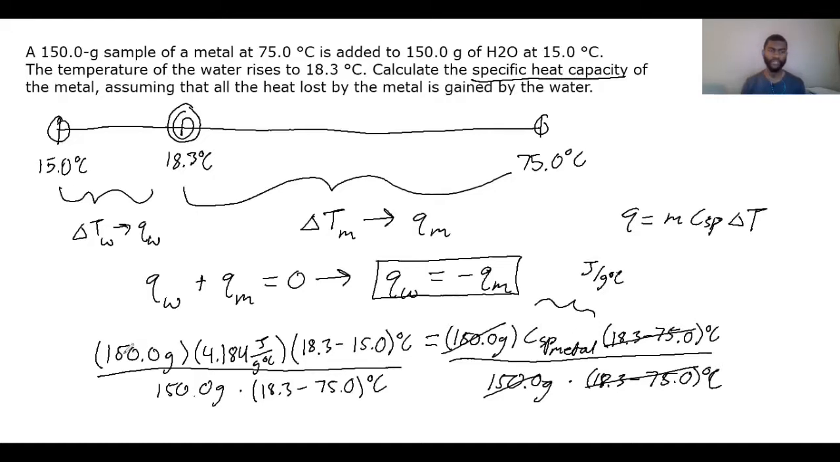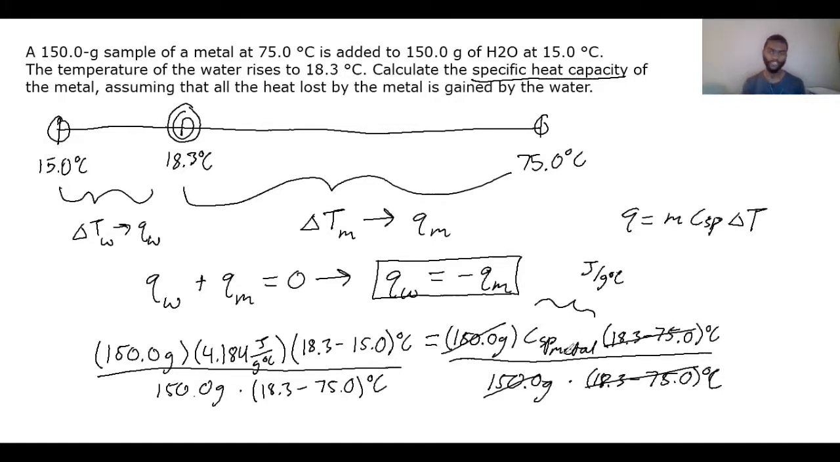Now, we remember we talked about how when you cancel the units up here in the numerator of the fraction, we get joules. And we remember that the units for specific heat capacity are joules per gram Celsius. When we find the value of joules up here, we're going to divide that in terms of units by grams per degree Celsius, and we're going to get a specific heat capacity again. So go ahead and plug in these values, do the math, and you'll find the value for the specific heat capacity of the metal.